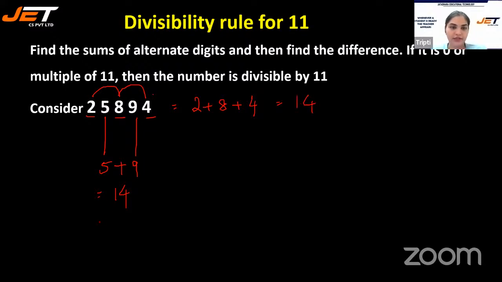is 14. I'm finding the difference of odd places and even places. It is what? 0. If the difference is 0, or we can say a multiple of 11, that means we can say the entire number is divisible by 11. Okay? Either it should be 0 or a multiple of 11.